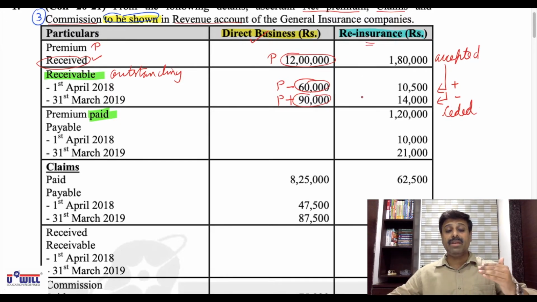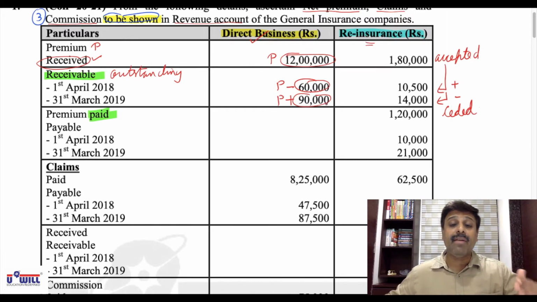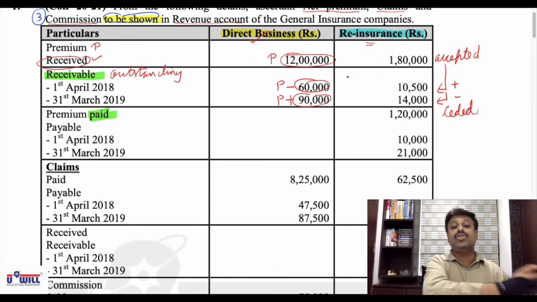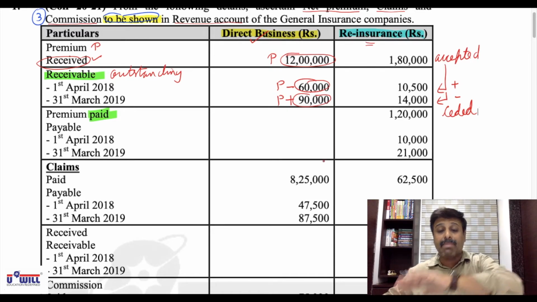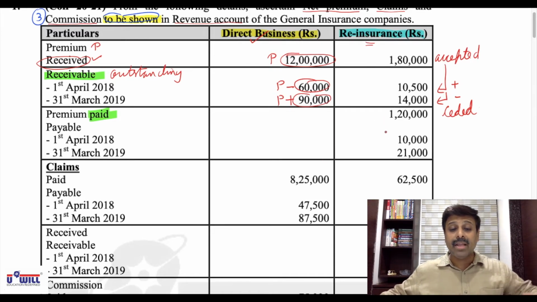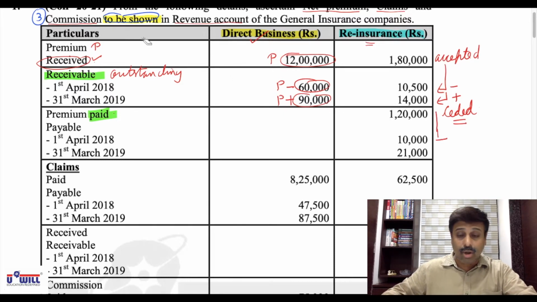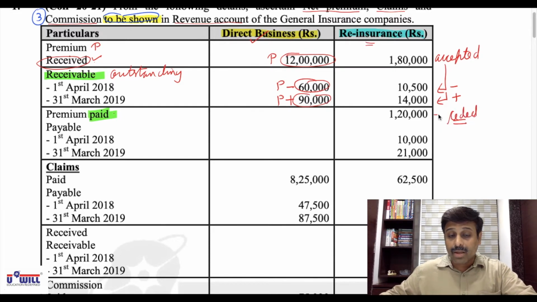Premium is normally to be received. So if the insurance company has paid any premium, when would it pay? When it has passed on that insurance to another insurance company, then it has to pass on the premium also to that company. So if we have paid any amount, it means it is ceded. Again, for that ceded, beginning outstanding we will minus. I'm sorry, make the correction here also: opening outstanding we will minus and closing outstanding we will plus. Within ceded also, opening outstanding we will minus and closing outstanding we will plus.